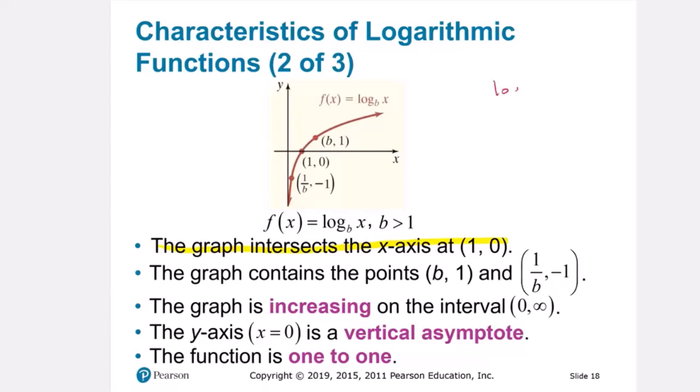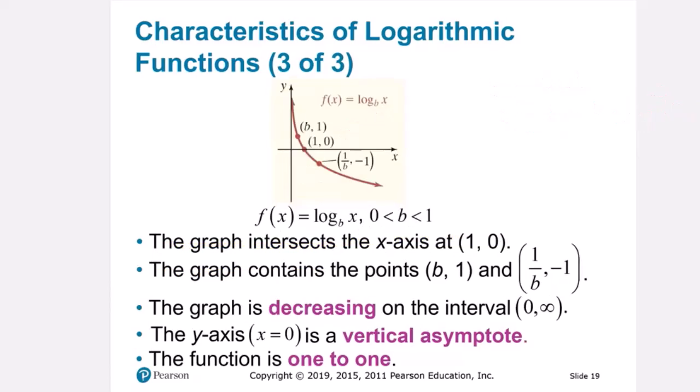If I have log base b of b, we already know that property equals 1. If I have the log base b of 1 over b, that's the same as the log base b of b to the minus 1 power. 1 over b equals b to the minus 1 power. Again, using the cancellation property, this equals negative 1. The graph is increasing from 0 to infinity. The y-axis, or x equals 0, is our vertical asymptote. And again, the function is 1 to 1.